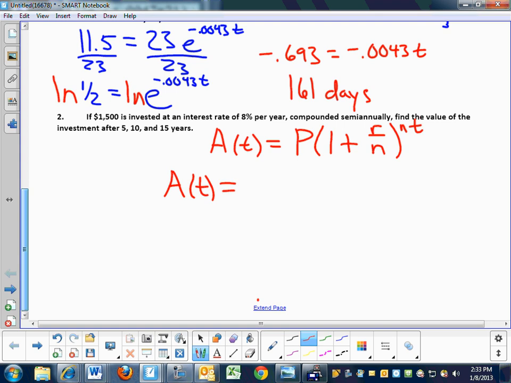What is our principal? What's our initial amount invested? 1,500 times 1 plus, what's the rate? As a decimal, 0.08.